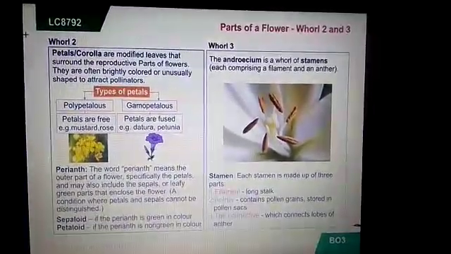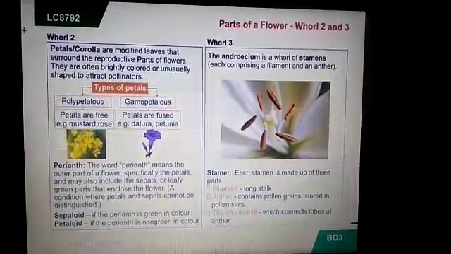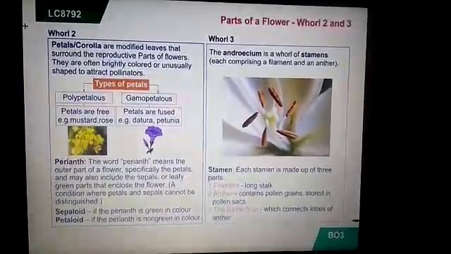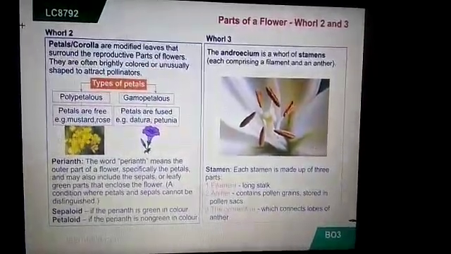And petals that are fused, for example datura, petunia, and the evening flower we call the scent flower, isn't it? Those are gamopetalous, that means they have only one whorl.